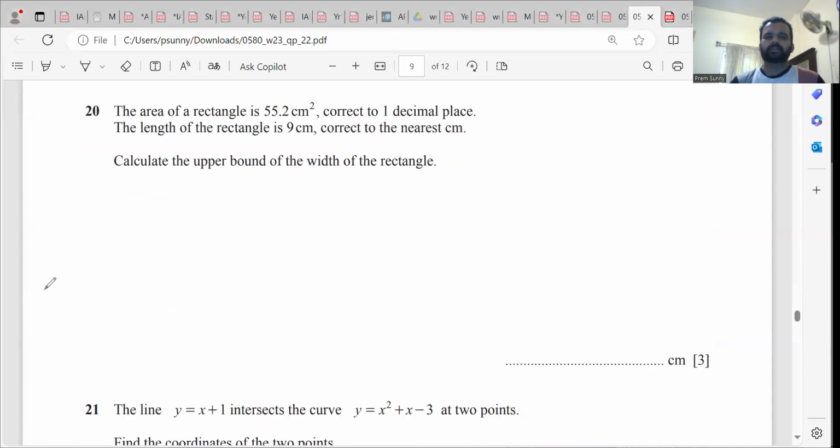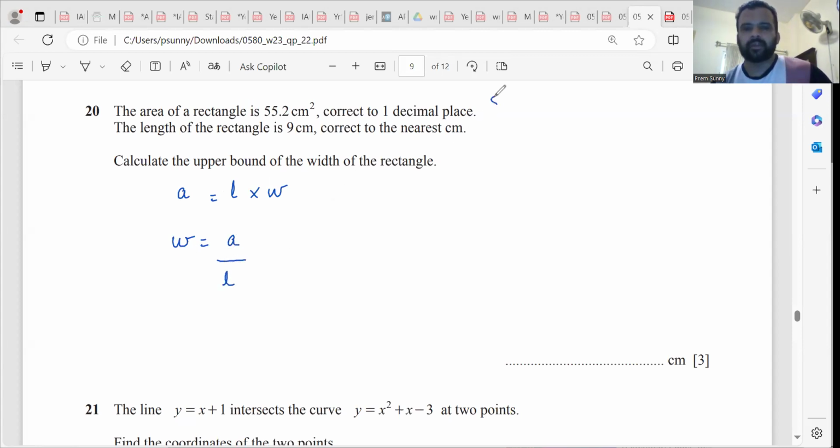The area of a rectangle is 55.2 centimeters square, correct to 1 decimal place. The length of the rectangle is 9 centimeters, correct to the nearest centimeter. Calculate the upper bound of the width. So area of a rectangle, we know it is length multiplied by width. So width will be area by length.